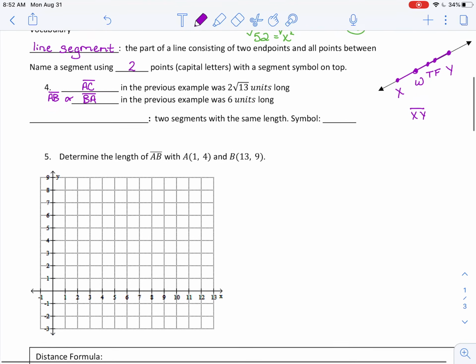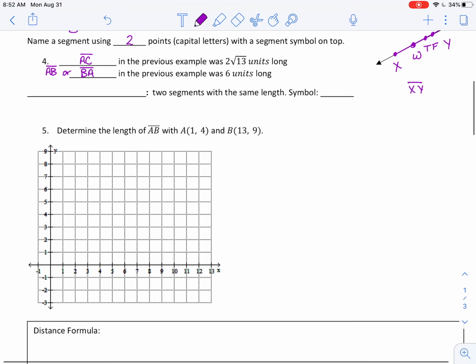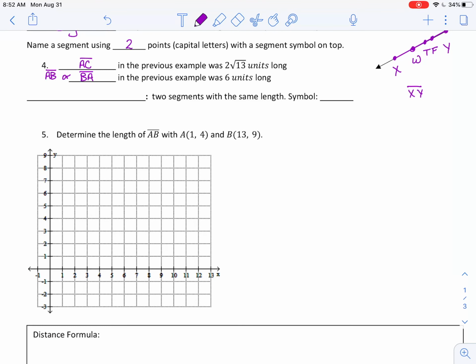So if you have 2 segments that have the same length, so maybe I found another segment that's also 2 square root 13, if they have the same length, they are called congruent. It's our fancy math word for basically saying they're equal. So if you have congruent segments, they'll be the same length, and we can be lazy and not write that out. We put an equal sign with a squiggle over the top.